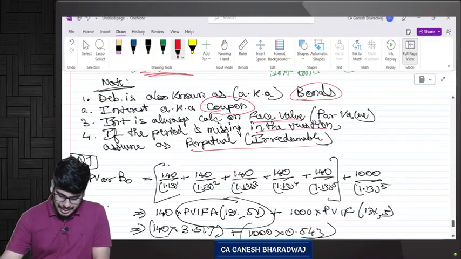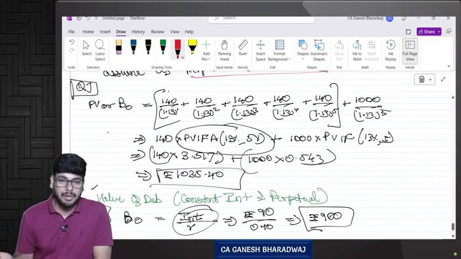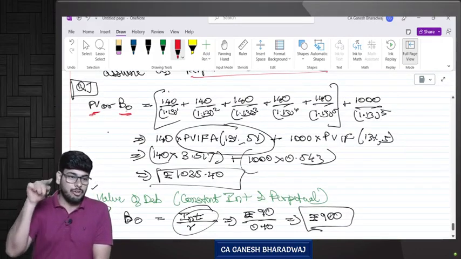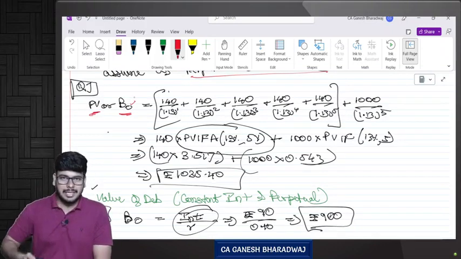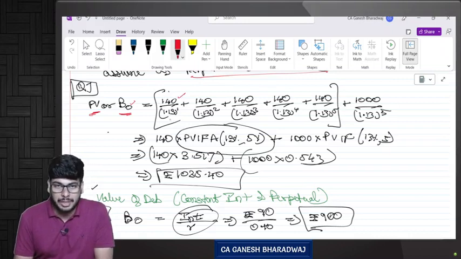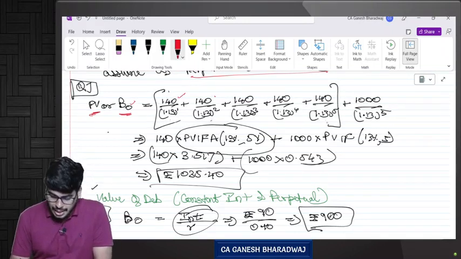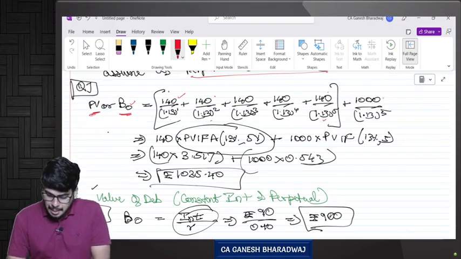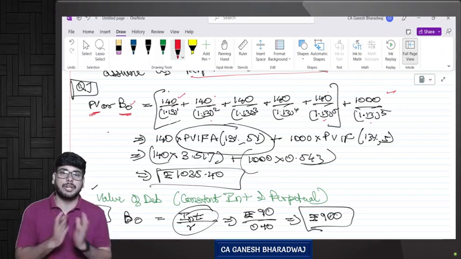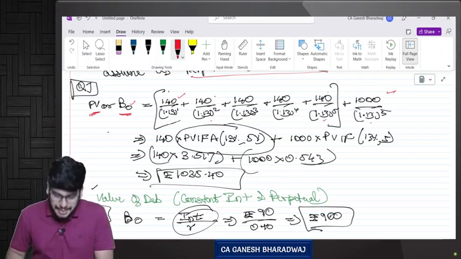So now look at this. This is what we are doing: bond valuation. We are valuing the present value, or B0. B stands for bond, value of bond at year 0, present value. This is nothing but 140 upon 1.13 to the power 1, plus 140 upon 1.13 to the power 2, and like that you keep on going, 140 upon 1.13 to the power 5, plus redemption value 1,000 divided by 1.13 to the power 5. This is the cash flow equation. Always remember, we need to write the cash flow equation.